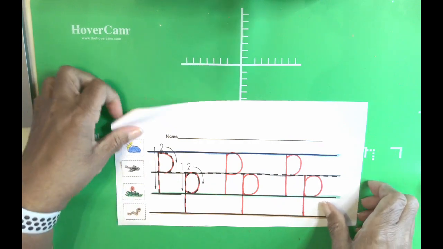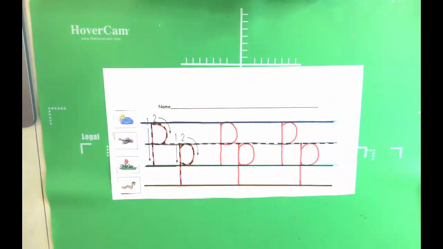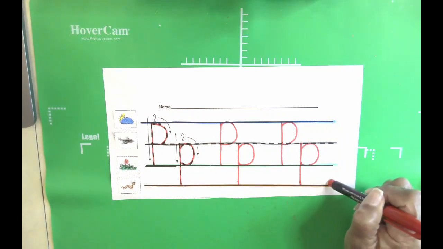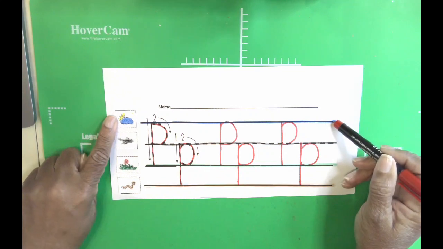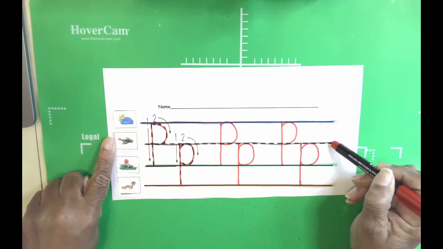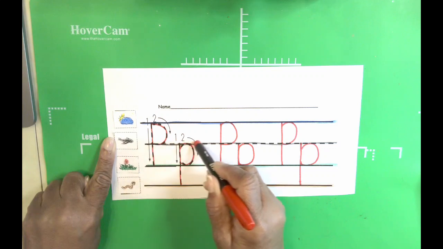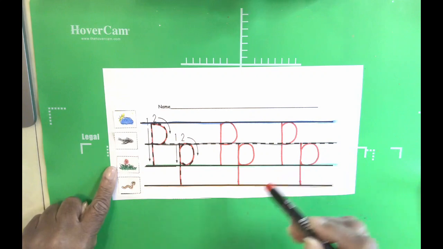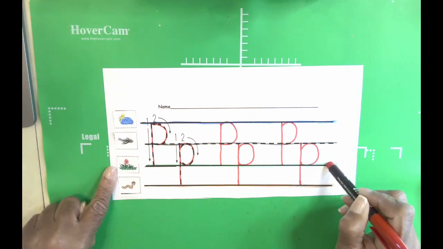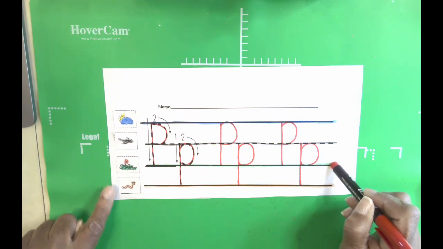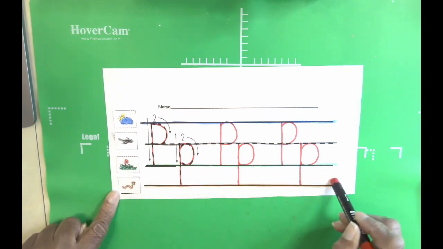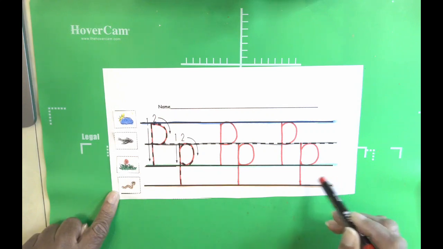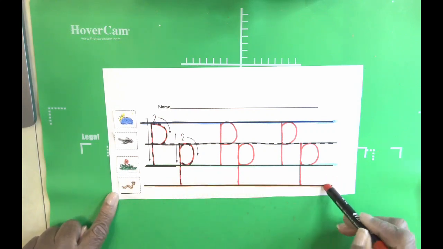Okay, let's just review for a minute what we've learned. We've learned that our writing paper has 4 lines. The first line is the skyline. The second line is the plane line. And the plane line moves to your right. The next line, the third line, is our grass line. And we colored it green. The last line is our worm line. And the worm line is for hanging letters.